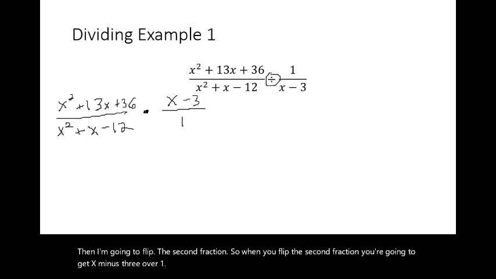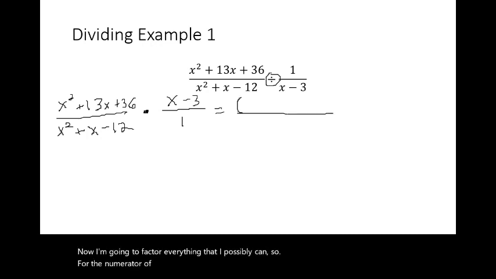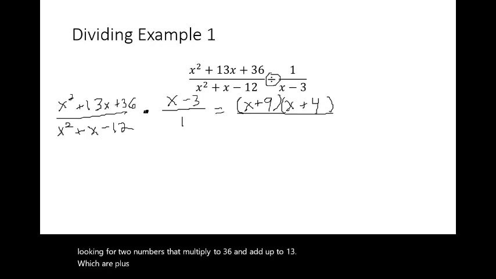Now I'm going to factor everything that I possibly can. So for the numerator of the first fraction, there is going to be an x here and an x here. And we're looking for two numbers that multiply to 36 and add up to 13, which are plus 9 and plus 4.